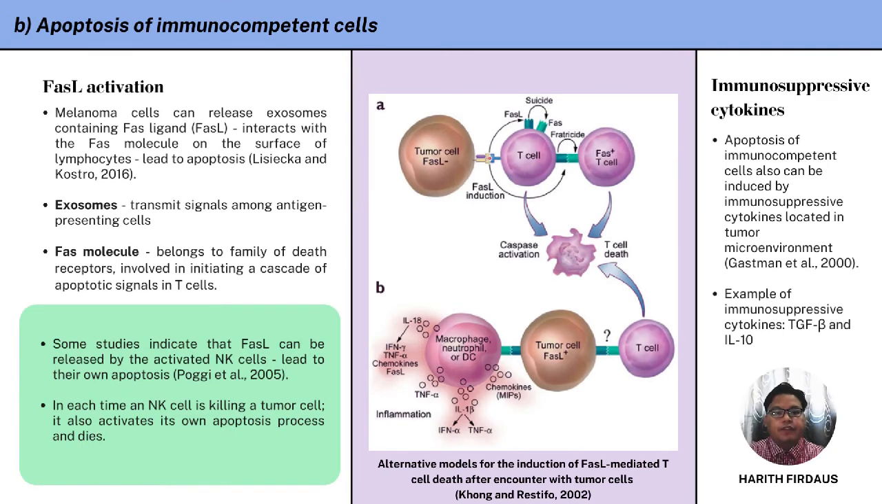Another escape mechanism of tumor cells is through the apoptosis of immunocompetent cells. In fact, some tumor cells are capable of inducing apoptosis in immune effector cells. For instance, melanoma cells can release exosomes containing Fas ligand or Fas-L, which interacts with the Fas molecule on the surface of the lymphocyte, leading to death by apoptosis. This process is either direct or indirect through dendritic cell binding exosomes secreted by the tumor cells.